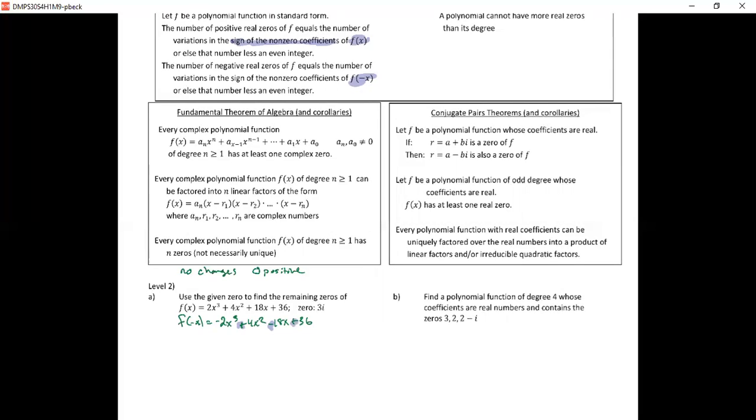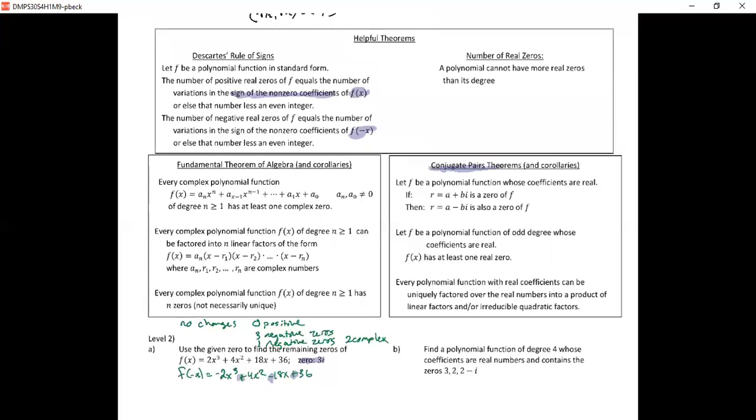What this means is we could have 3 negative zeros. Now, we're not guaranteed 3 negative zeros. We could have 3 negative zeros, or an odd number of these, so we could have 1 negative zero. The other 2 zeros would be complex zeros, which is in fact the case, because this problem says that we do have some complex zeros. The reason we drop down by 2 is that complex zeros work in pairs. That's our conjugate pairs theorem.